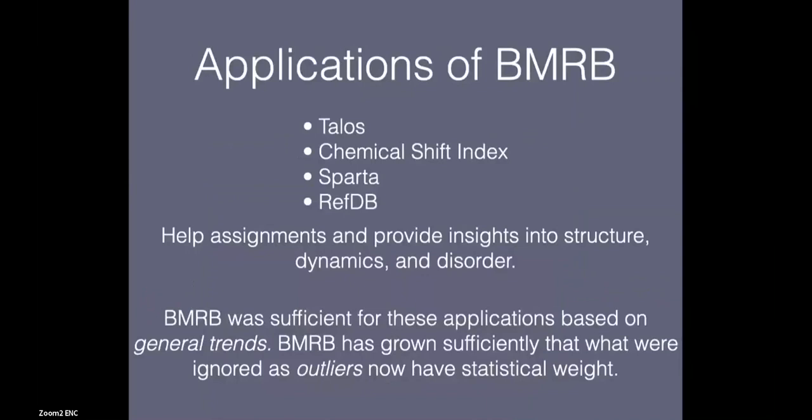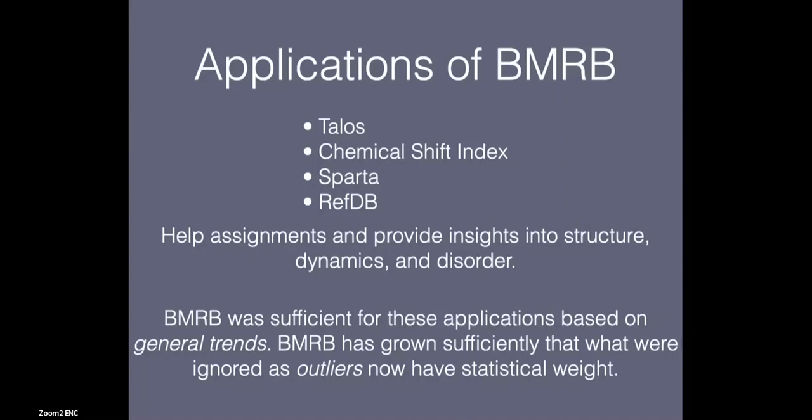So some of the applications, in particular in structural biology of BMRB over the years, have been to help with the development of some of these packages, TALOS, Chemical Shift Index, Sparta, curated subsets like RefDB. And they certainly have helped over the years with our ability to do sequential assignments in proteins and nucleic acids and provide insights both into structure, dynamics, and disorder. But all of these applications largely focused on general trends that could be learned from the distribution of chemical shifts and other data that are in BMRB.